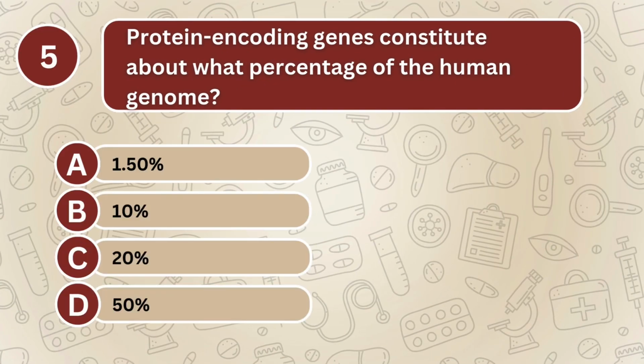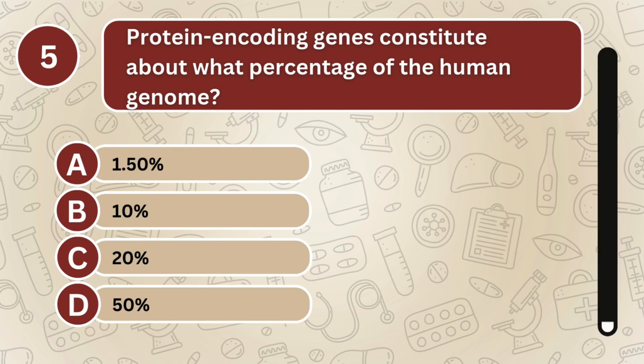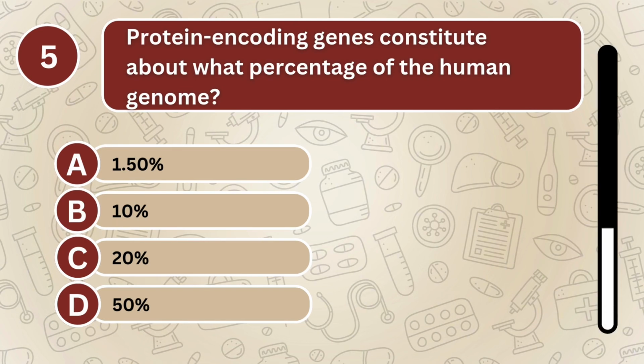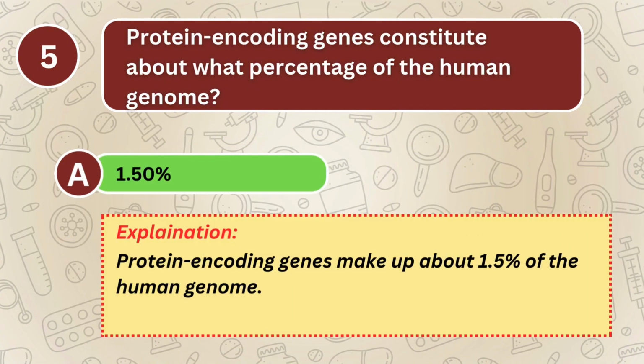Protein encoding genes constitute about what percentage of the human genome? 1.5%, 10%, 20%, or 50%? Correct answer is A. 1.5%.